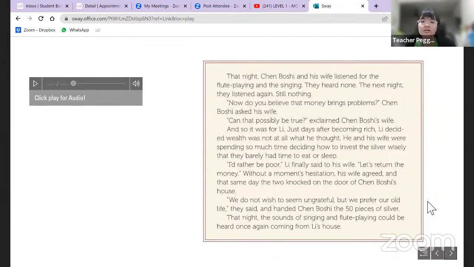So they finally returned the money and said, I'd rather be poor. They are not being ungrateful, but they prefer their old life, just happily playing the flute and singing. So they returned the money to Chemboshi. And after they returned it, that night the sounds of singing and flute playing could be heard once again coming from Lee's house.